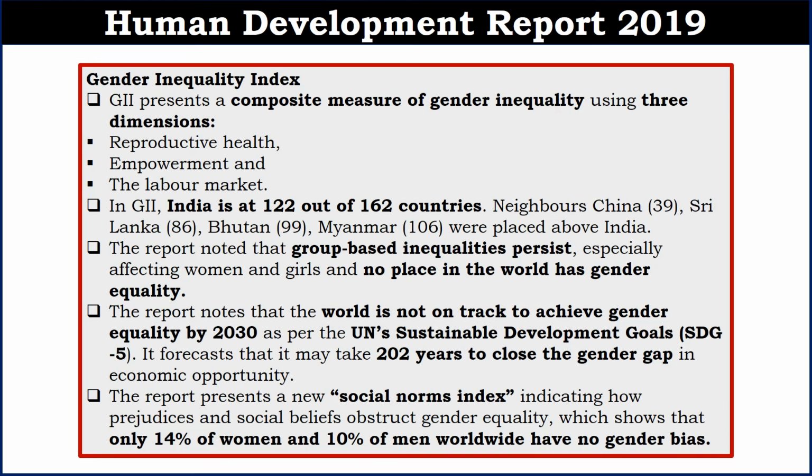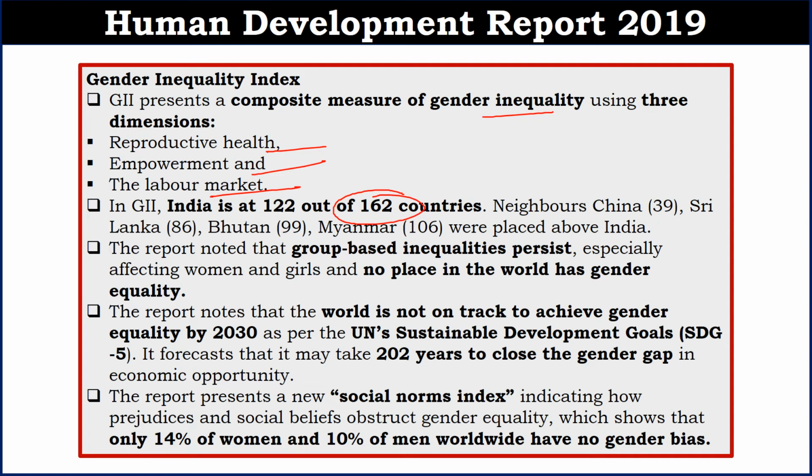Let's discuss the Gender Inequality Index. It is a composite measure of gender inequality using 3 dimensions, that is reproductive health, empowerment and labor market. India got 122 rank out of 162 countries. That is not good. In India, group-based inequality persists. Even worldwide, group-based inequality persists.